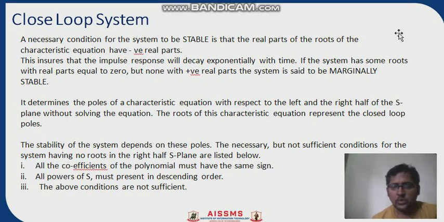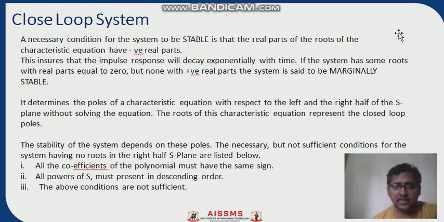It determines the poles of a characteristic equation with respect to the left and right half of the S-plane without solving the equation. The roots of this characteristic equation represent the closed loop poles. The stability of the system depends on these poles. The necessary but not sufficient conditions for the system having no roots in the right half of the S-plane are below. All the coefficients of the polynomial must have the same sign. All the powers of s must be present in descending order. The above conditions are not sufficient to say the system is stable.